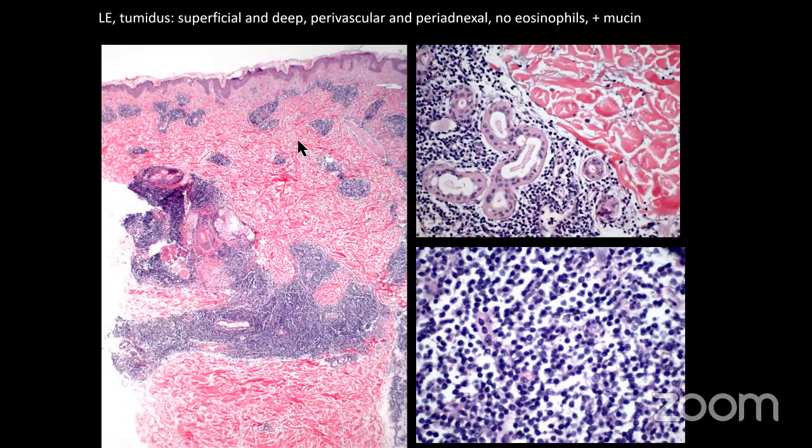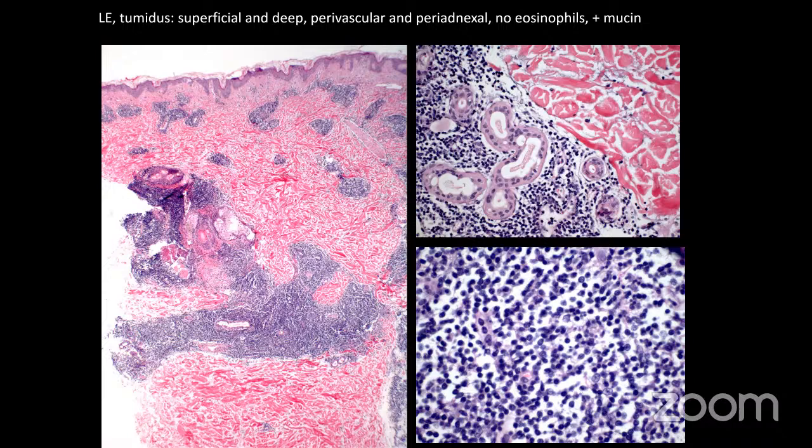Again, here's an example. Sometimes you won't have too much in the way of an interface reaction. So this is an interface, but sometimes you won't have any, but you'll have this dense infiltrate around hair follicles and eccrine coils. And this is an example of more of the tumidus presentation. If you look closely, there will often be a little bit of an interface in tumid lupus. With lupus, you tend not to see eosinophils, although if you see it and you still think it's tumid lupus, it can still be lupus.